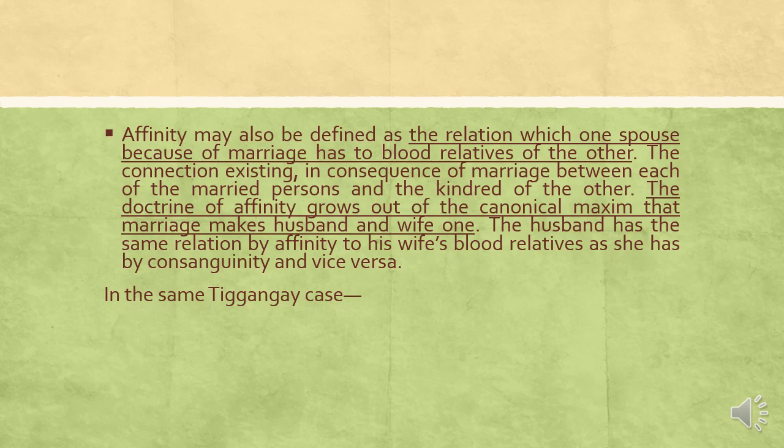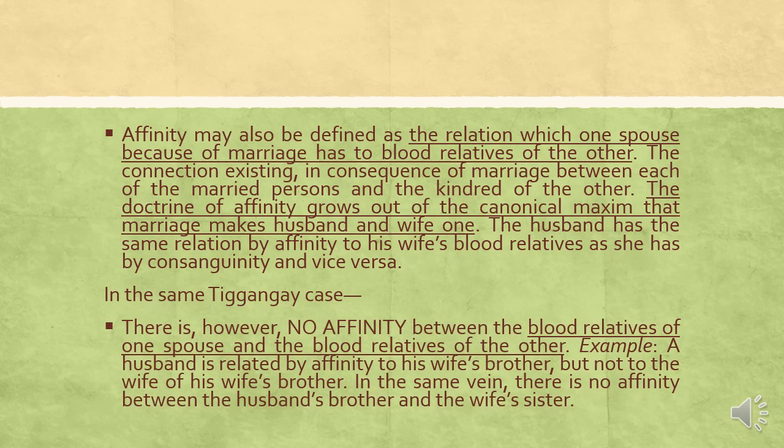In the same Tigangay case, there is, however, no affinity between the blood relatives of one spouse and the blood relatives of the other. For example, a husband is related by affinity to his wife's brother, correct, but not to the wife of his wife's brother. In the same vein, there is no affinity between the husband's brother and the wife's sister.